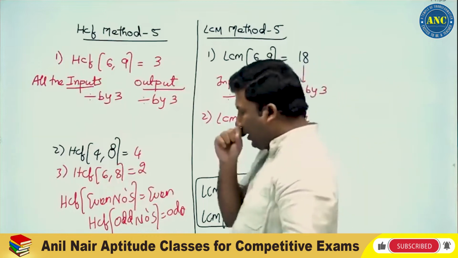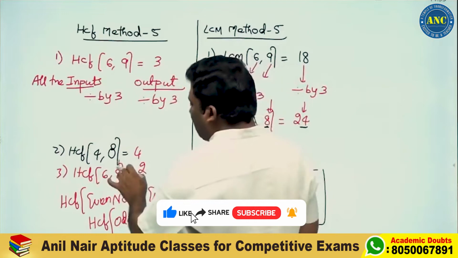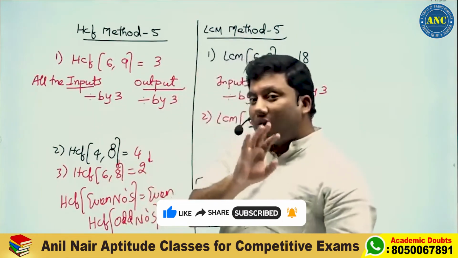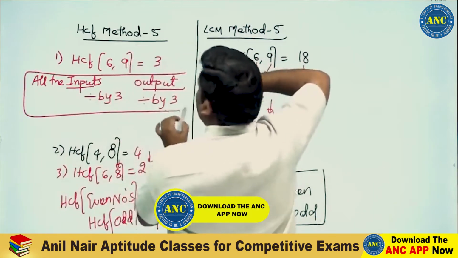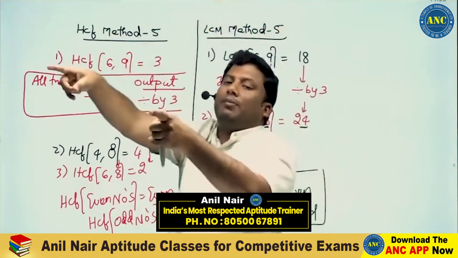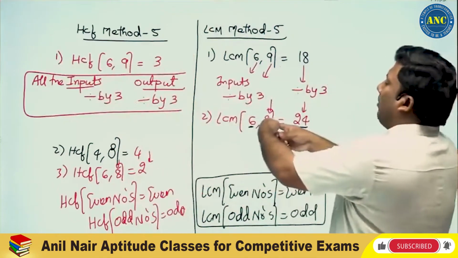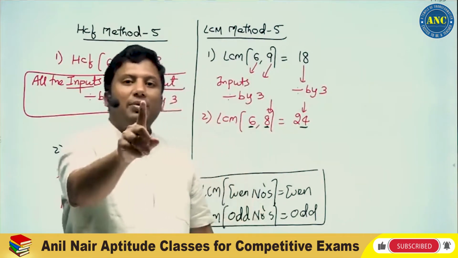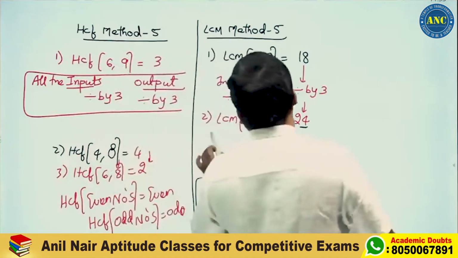Now if you see here, listen carefully. Does it hold good for this point? This is a multiple of 4. Is the answer a multiple of 4? The answer is not a multiple of 4. So this will work only when all the inputs, both the inputs, are divisible by k. Then the answer will be divisible by k for HCF. If one of them is divisible by k, the LCM will be divisible by k. One of them is enough for an LCM condition.